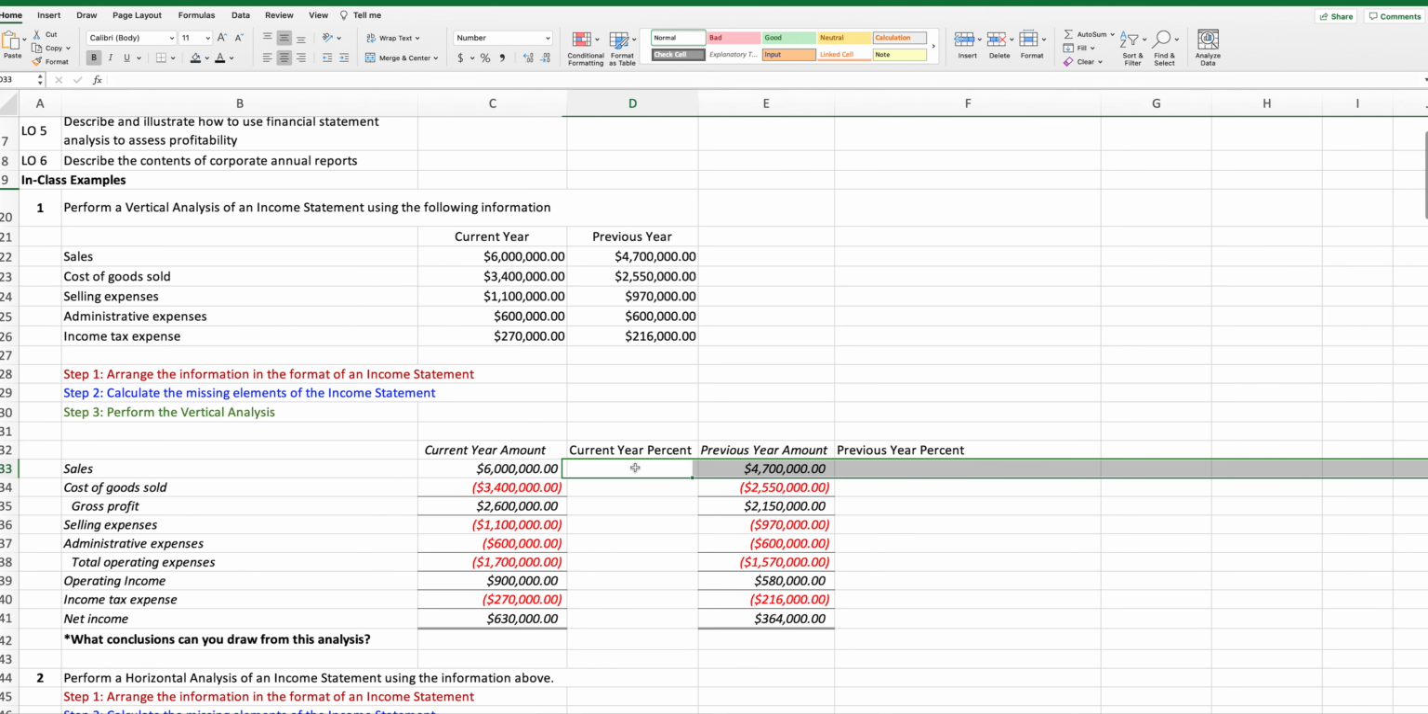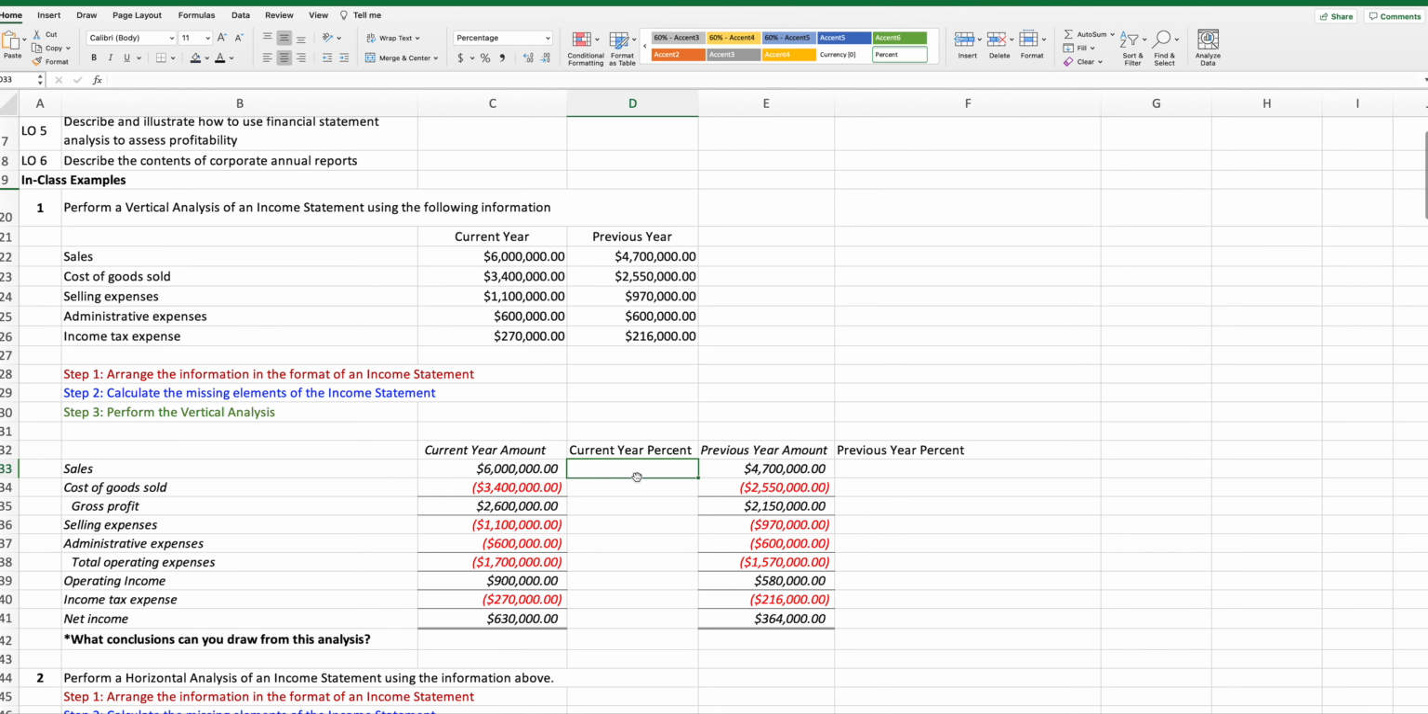So if I'm going to perform my vertical analysis, I can start here and I can say equals my sales divided by my sales again. And you see that I clicked that twice. I'm going to press the enter button. And of course, sales divided by sales is always going to be 100%, right?